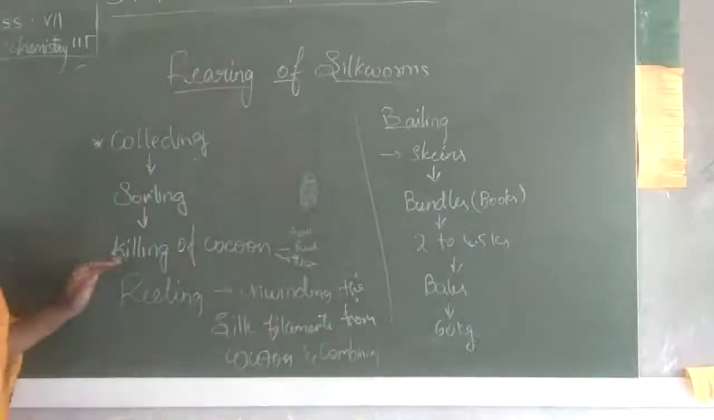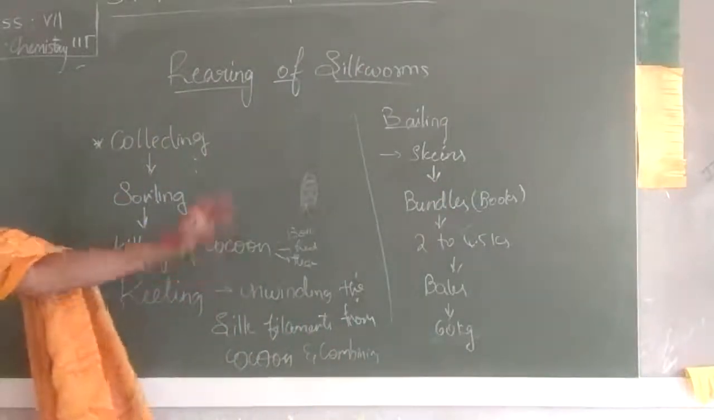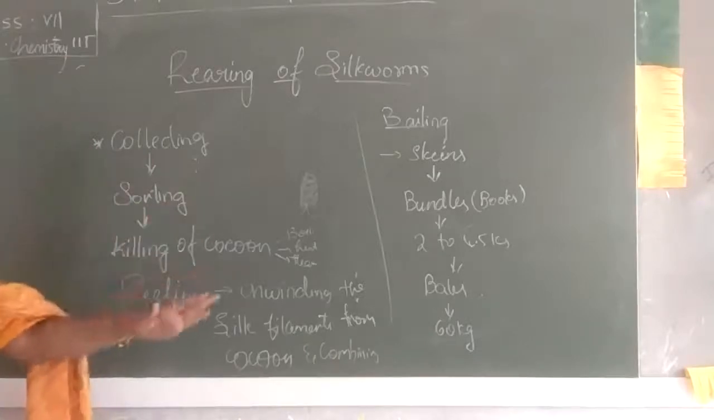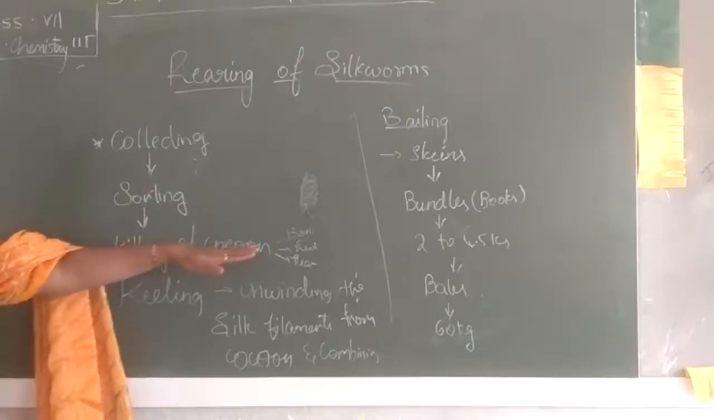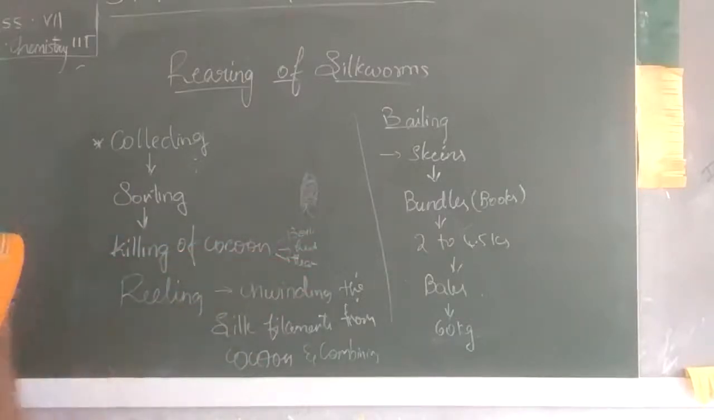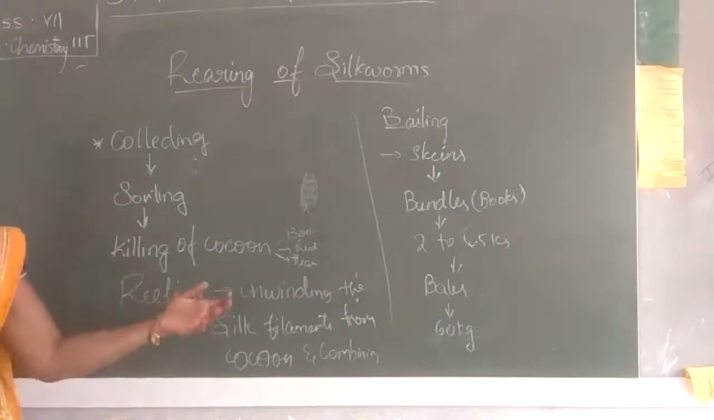Once again, what is killing of cocoons? Killing of cocoons is nothing but separating the fully grown cocoons by texture, color and quality. Then they are killed by using boiling water, by producing heat, or by producing steam too. Once they are killed, they are collected again and they start reeling the silk thread.